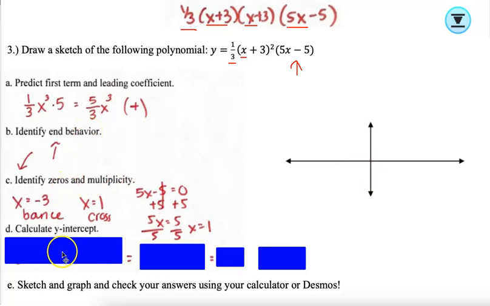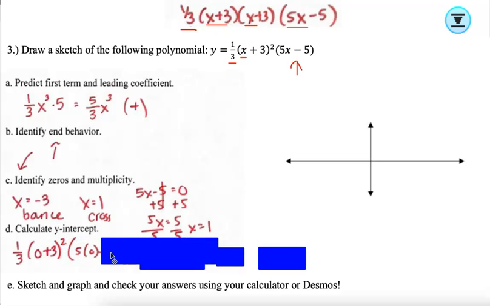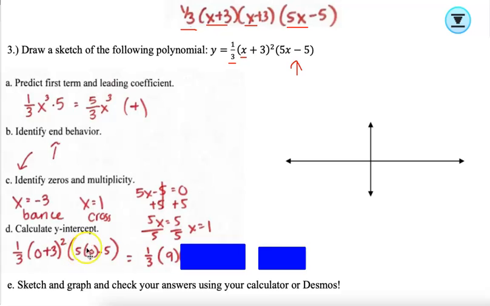Next, I'm going to look at my y-intercept. Again, y-intercept, we're going to plug in 0. So I would have 1/3, plug in 0 plus 3 squared, and then 5 times 0 minus 5. And let's do some mental math. So 0 plus 3 is 3. 3 squared is 9. So I've got a 1/3. My first parenthesis is a 9. 5 times 0 is 0. 0 minus 5 is -5.